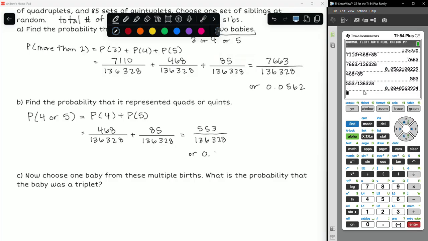Ooh, and that's super tiny, 0.0041, which is 0.41%. So I can see from the last example, twins were the bulk. The next chunk must be triplets, because quints and quads are hardly anything, less than 1%, less than 0.5%.